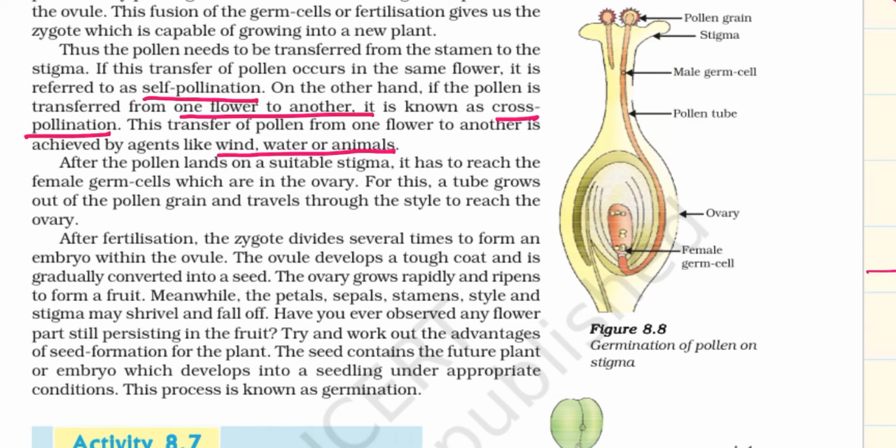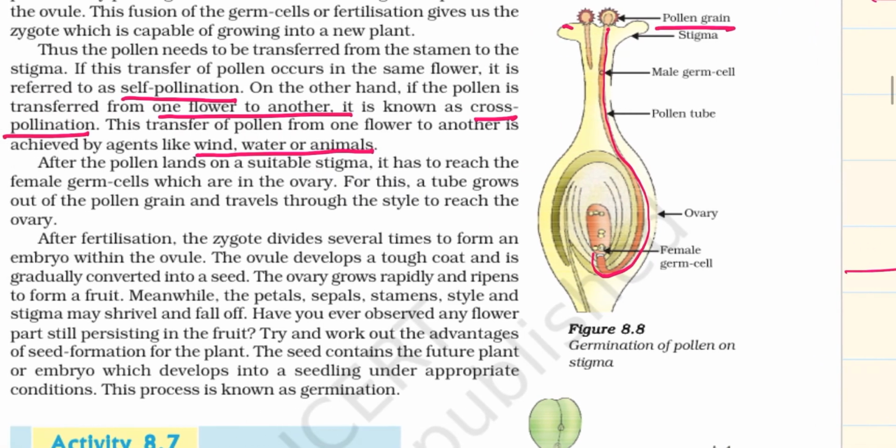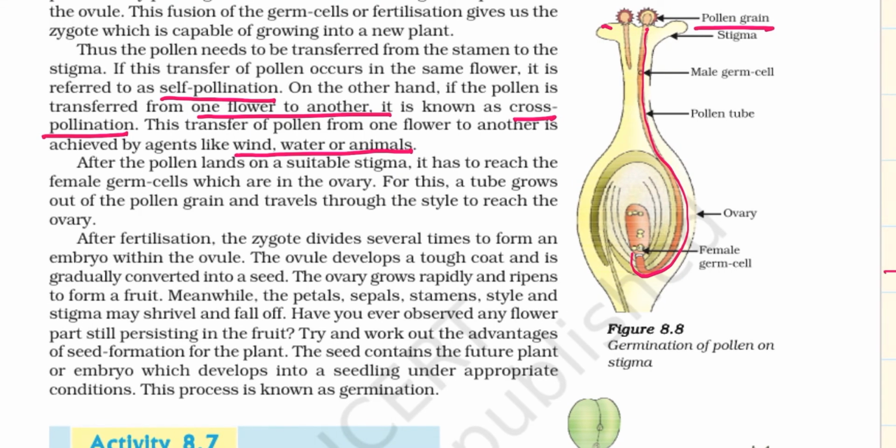are in the ovaries. For this, a tube grows out of pollen grains and travels through the style to reach the ovary. That is called germination of the pollen grain and development of the pollen tube. So here the process of fertilization starts. Once the pollen grain reaches the stigma, the pollen tube germinates and it grows till the ovary. And there is a small opening in the ovary through which it enters inside the ovary.